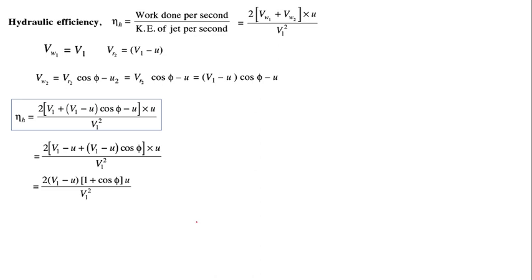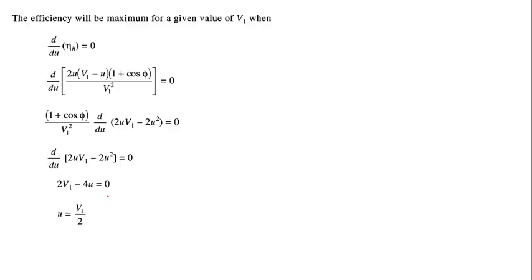So, hydraulic efficiency of the turbine is the work done per second divided by the kinetic energy of the jet per second. After simplification, the hydraulic efficiency is 2 (V1 minus U)(1 plus cos phi) U by V1 square.